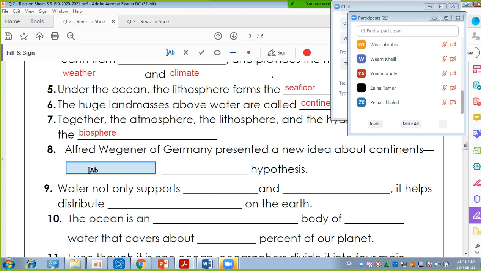Alfred Wegener. Yes, he was someone walking in the street. We don't know him. Okay, Wegener was from Germany and presented a new idea about the continents hypothesis. I'm kidding. Again, about the continents. What is the name of this hypothesis or this theory?